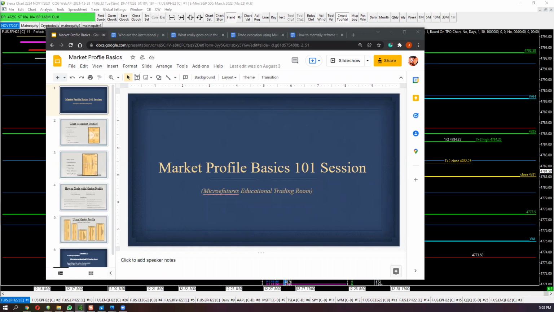Okay. This is just a basic 101 on how to look at market profile. So I'll start from the beginning. Market profile is a system of charting that allows you to look inside a candle, right? What we do is take the market profile, and all a market profile really is, is a half-hour candle chart with a ton of information in it, okay?